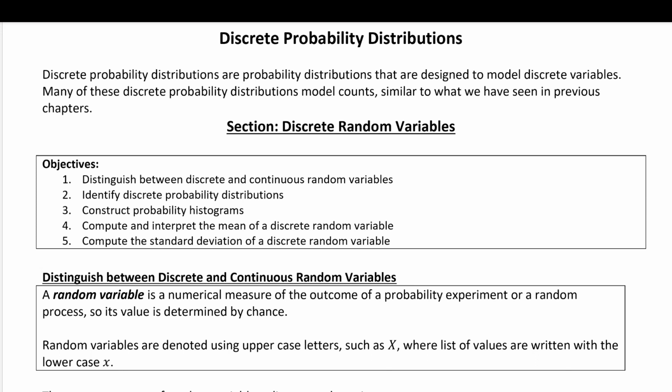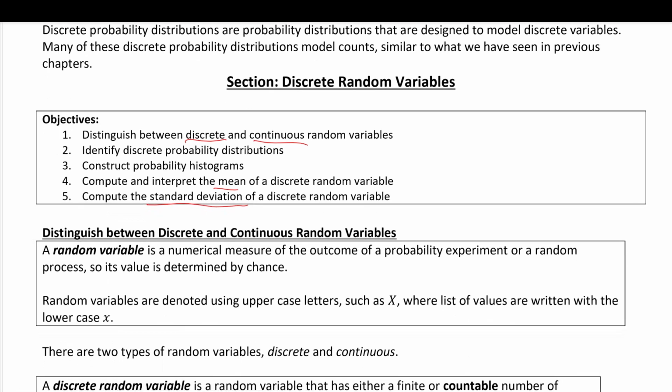Okay, so the objectives here are to distinguish between discrete and continuous random variables. We'll talk about what a random variable is. Identify discrete probability distributions, construct probability histograms, compute and interpret the mean of a discrete random variable, and then also the standard deviation of a discrete random variable. All right, so let's start off with just defining what a random variable is.